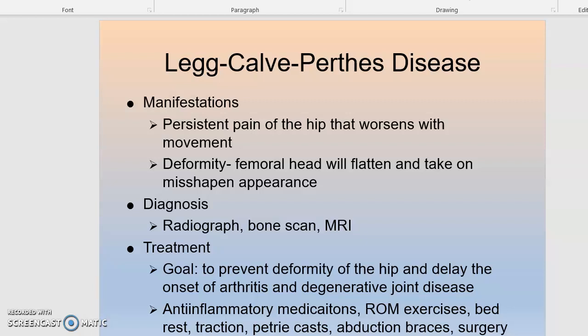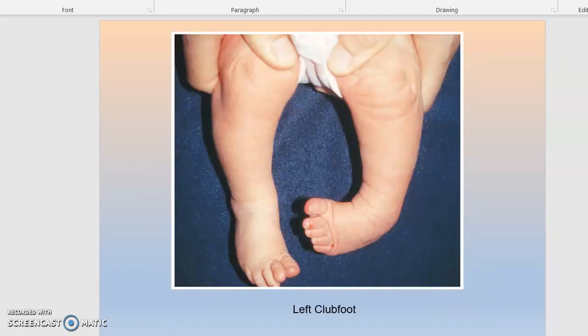If you look at page 1232, you have a purple nursing process box for the child with Legg-Calvé-Perthes disease. Please review that purple nursing care box on your own. Next, we're going to move on to clubfoot, which starts at the bottom right of 1233.